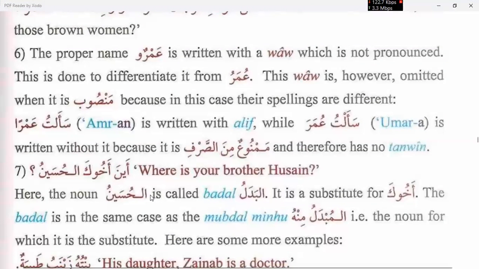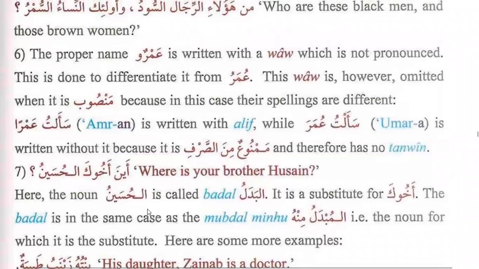Miss Rizwana. Yes, sir. The proper name Amru is written with a vowel, which is not pronounced. Amru. This is done to differentiate it from Umaru. This vowel is, however, omitted when it is mansub, because in this case their spellings are different. Sa'altu Amran is written with alif, while Sa'altu Umara is written without it, because it is mamnu'a min as-sarf and therefore has no tanween.